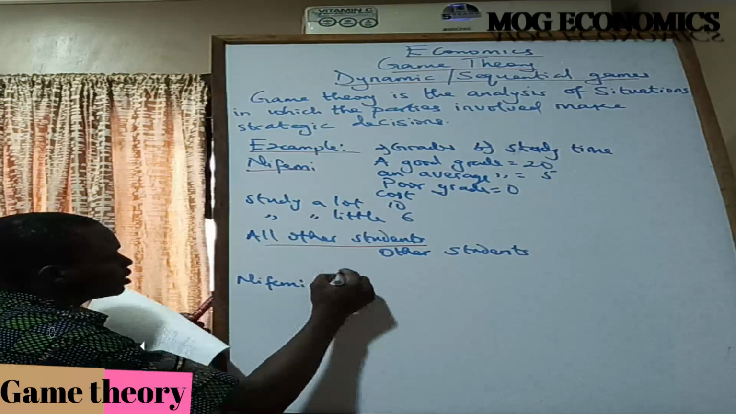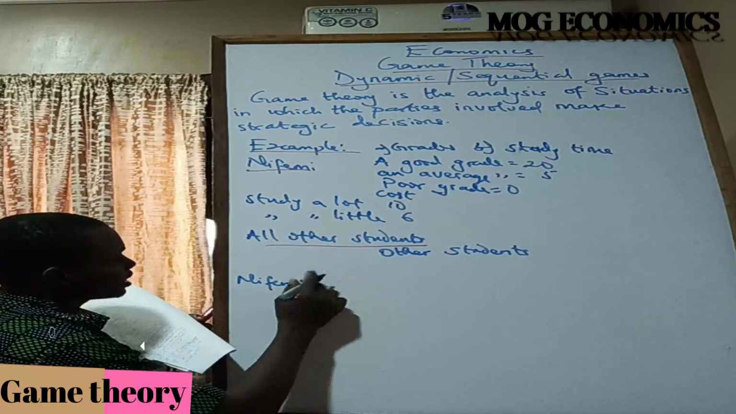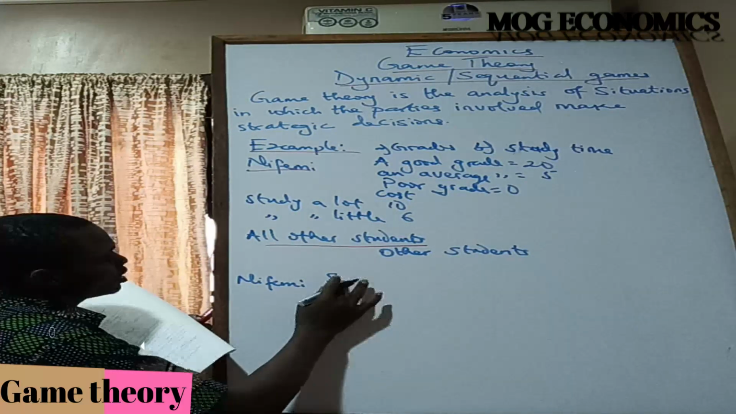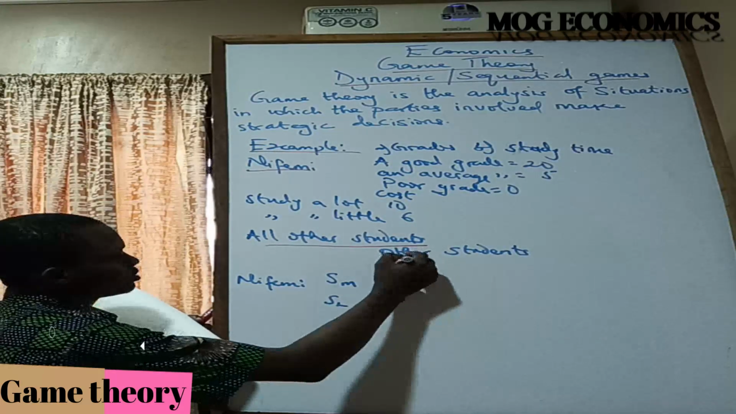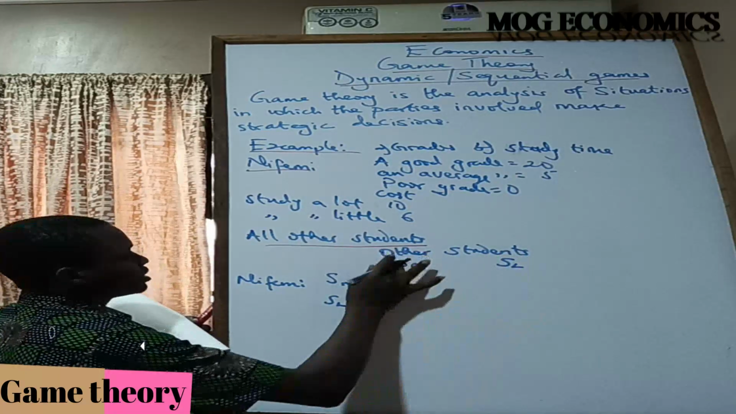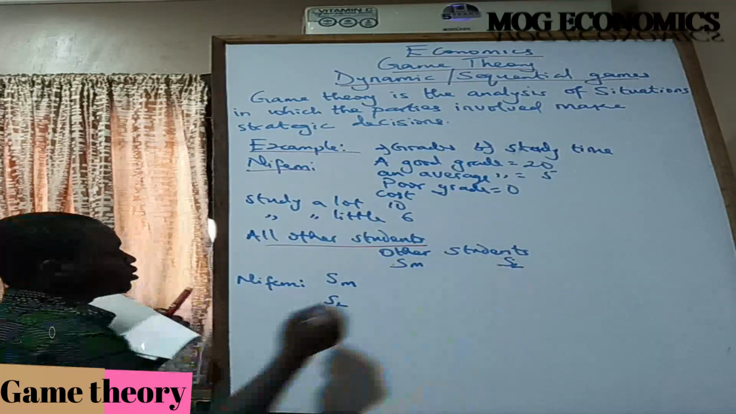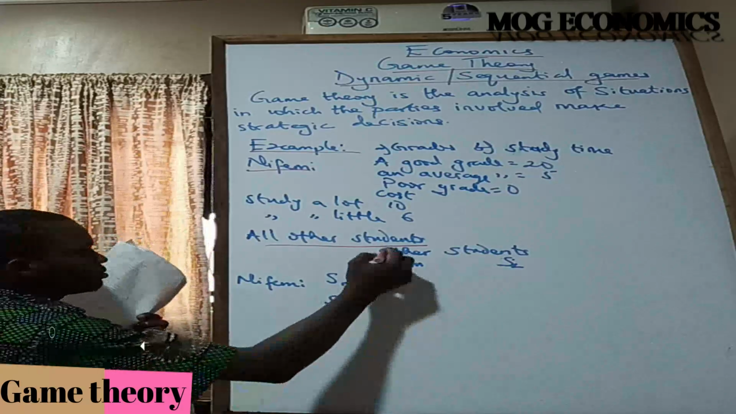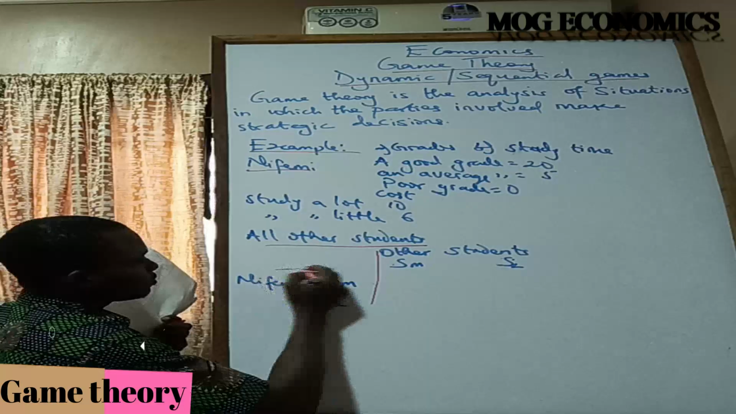So study a lot, let me call that one SL. Nifemi could decide to study a lot, SL. Study a little, let me call this SM. Study a little, SL. Then study a lot, SM. Study a little, SL. This is S, not 5. So these are the strategies that these guys can take. So we have this.